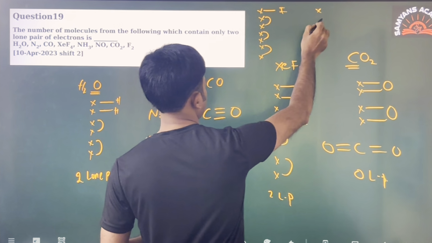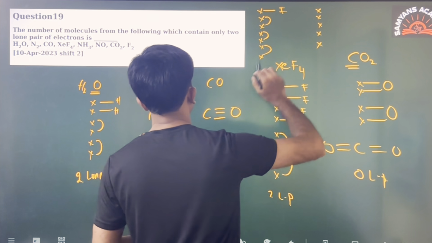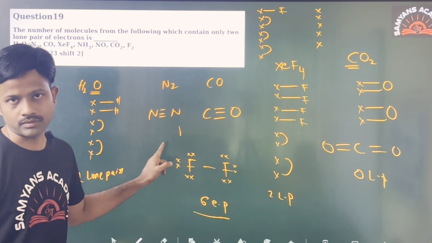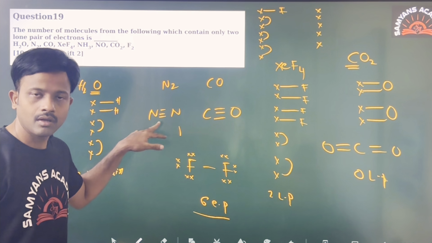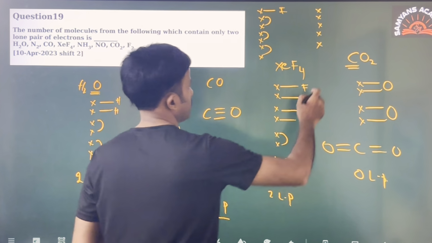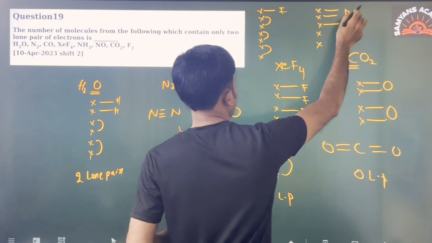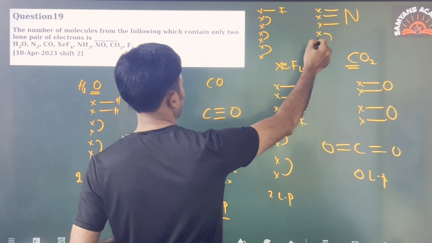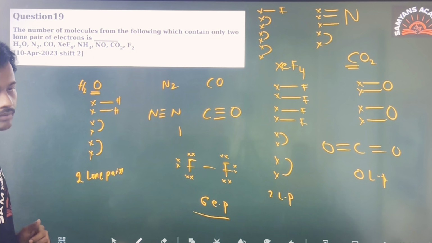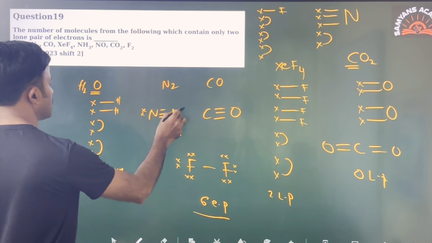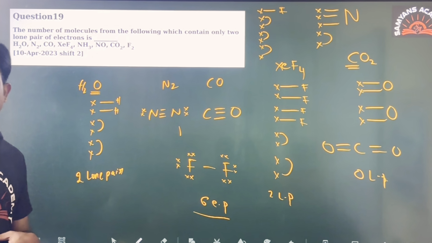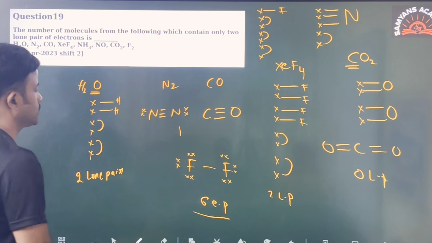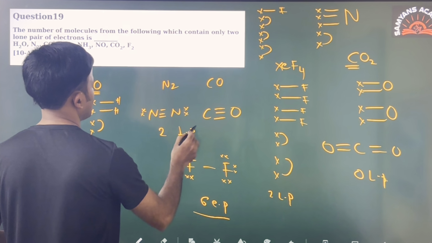Put 5 electrons, 1, 2, 3, 4, 5. But here one nitrogen is bonded with 3 electrons of another nitrogen. So one nitrogen forms a bond with 3 electrons of another nitrogen. So nitrogen has here how many lone pairs? One lone pair. But here we have one lone pair. This nitrogen also has one more lone pair, like this. So it has two lone pairs now.